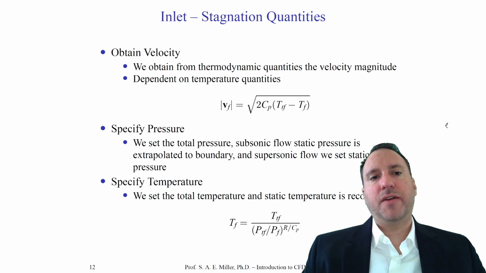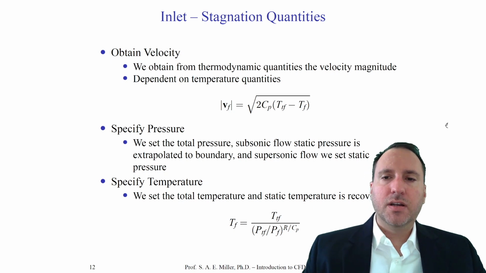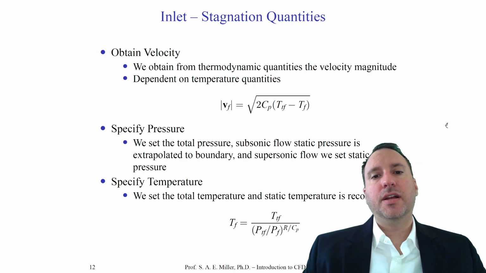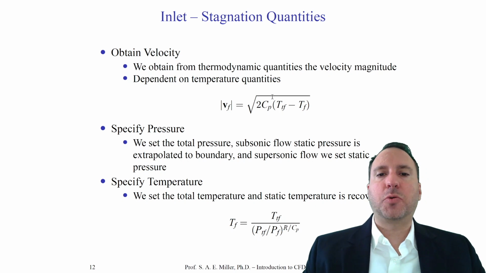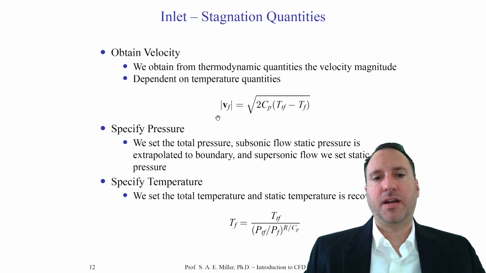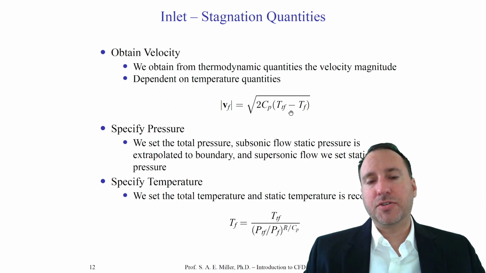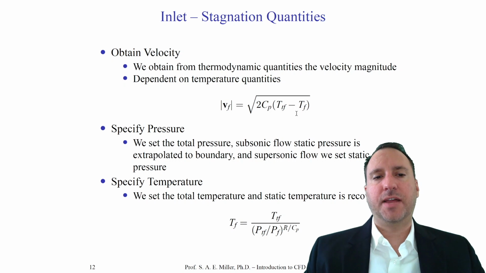In this case, if you have a particular velocity that you care about or want to have at the inlet, you would actually use that velocity to find the corresponding thermodynamic conditions. We might say, hey, I have a velocity I want to have, and I'll be able to find some basically total temperature and static temperature at the boundaries. How does this work in practice?